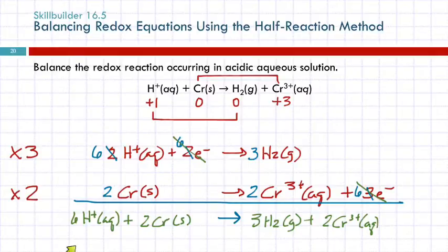Double check, 6 H's, 3 times 2, 6 H's. 2 Crs, 2 Crs. Total of positive 6 charge over on the left side, positive 6 charge on the right side. Balanced chemical equation.